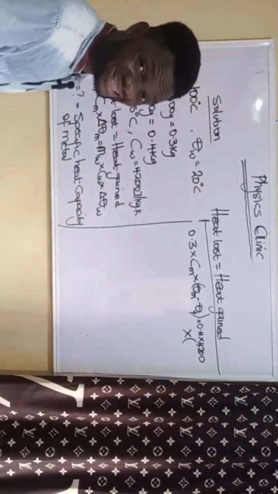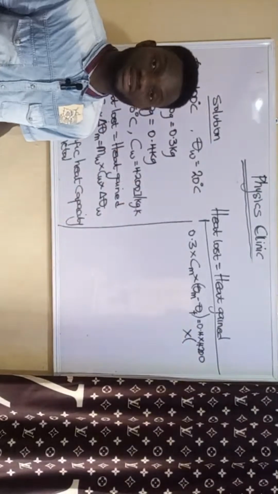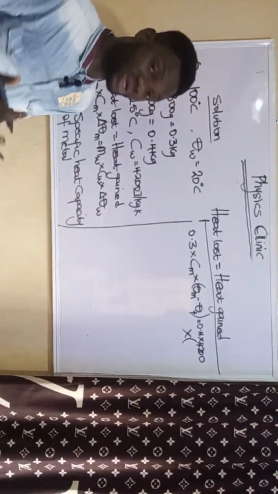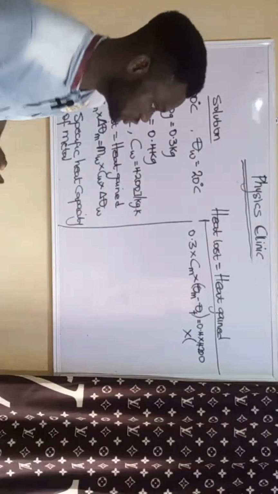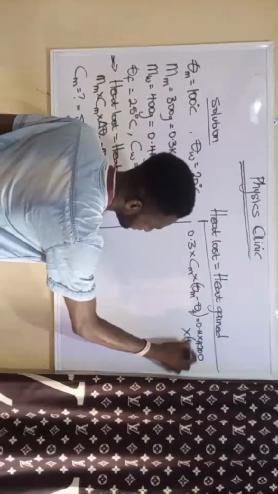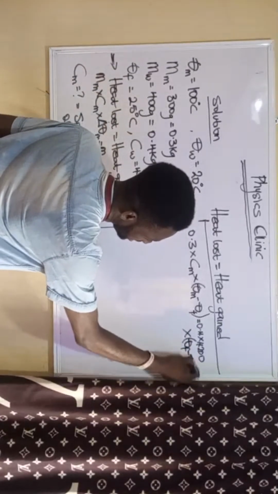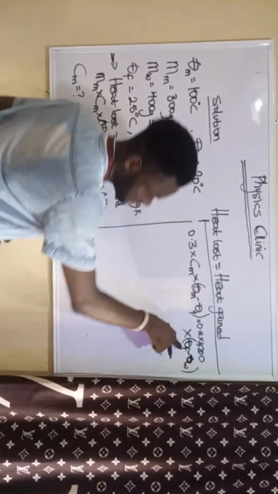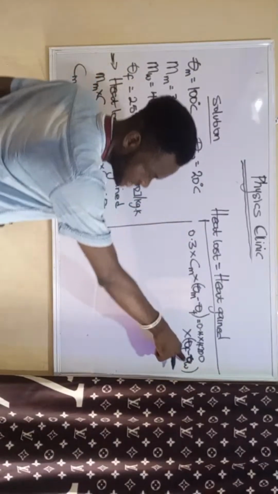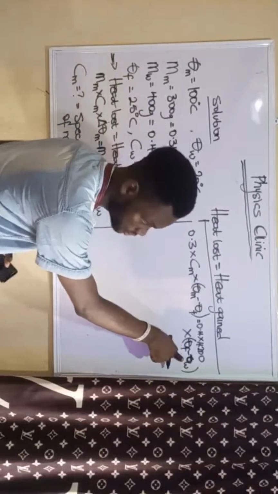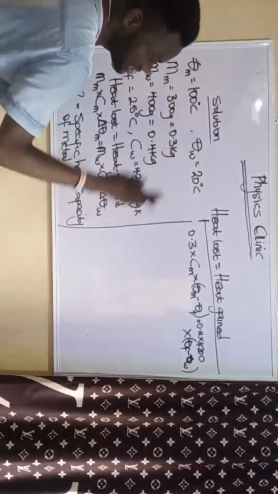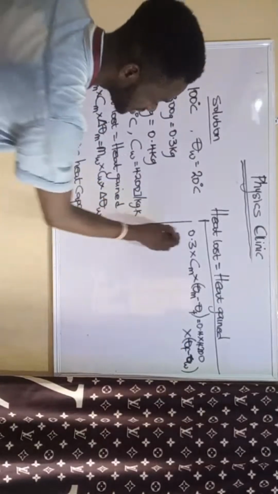But for the body gaining heat, the final temperature is usually greater than the initial temperature. So I'm going to get theta f minus theta w, that's the final temperature of the mixture minus the initial temperature of water. Okay, so let's input our values properly.